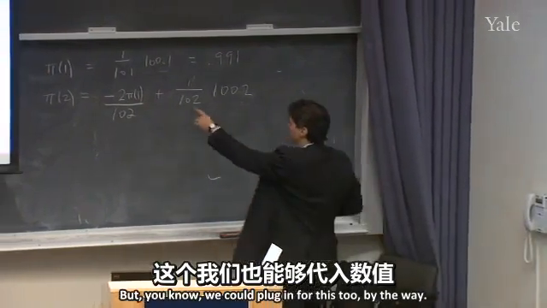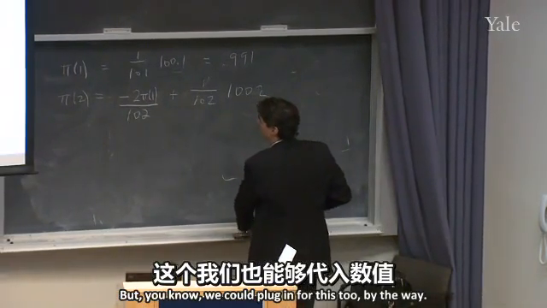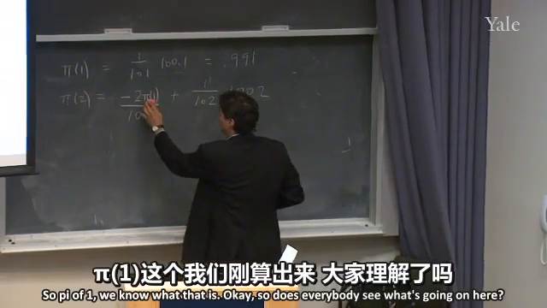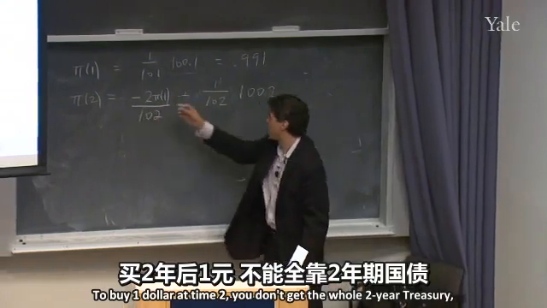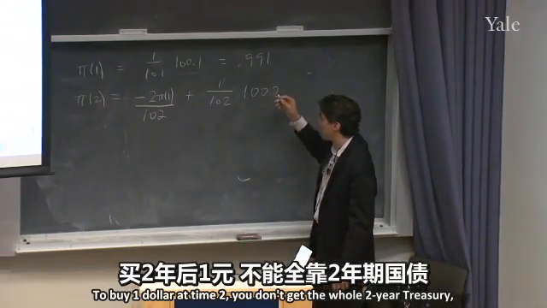But you know, we could simplify. We could plug in for this too, by the way. So pi of 1, we know what that is. Okay, so does everybody see what's going on here? To buy $1 at time 2, you buy.